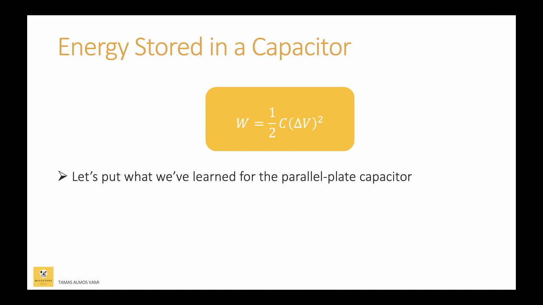So let's put in what we have learned for the parallel plate capacitor. We learned that the capacitance of the parallel plate capacitor is epsilon 0 times A divided by d. And we also learned that the potential difference after we do a very simple line integral is going to be E times d. Let's turn it into the second power, which then means that this energy stored in the capacitor is 1/2 times epsilon 0 times A times the distance times the electric field squared.